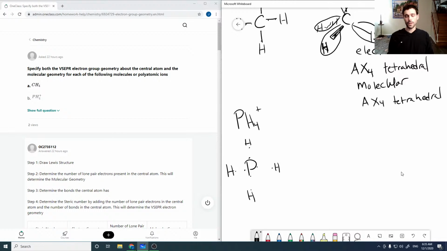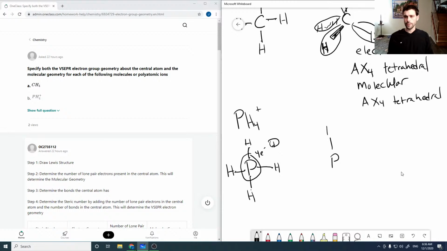So it's PH4 plus, so we're missing an electron somewhere. Phosphorus normally has 5. So right now it has 4. And that does give us nice bonding with octet rule satisfied. And there's only 4 electrons there. It normally wants 5. So that's a positive charge. So our positive charge is sitting on the phosphorus, and we have 4 bonded hydrogens.